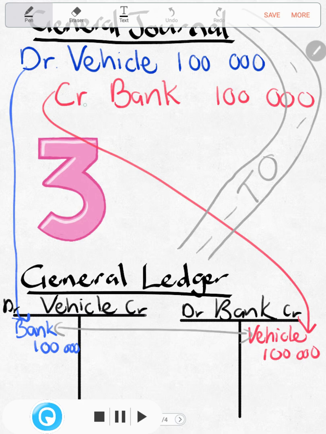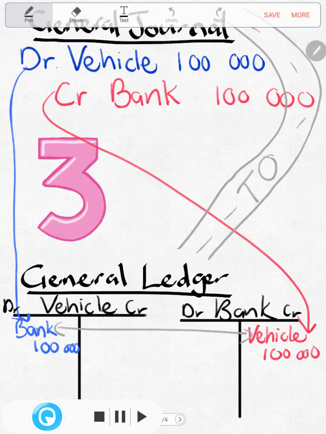Look at how it's recorded in the ledger. Now, the journal is literally just an instruction that tells me what I'm going to do in the ledger. So when I say in the journal, debit vehicle, I'm actually saying go to the vehicle ledger account. As mentioned previously, each item that you have in the business will have its own ledger account. So there would be a ledger account for vehicle.